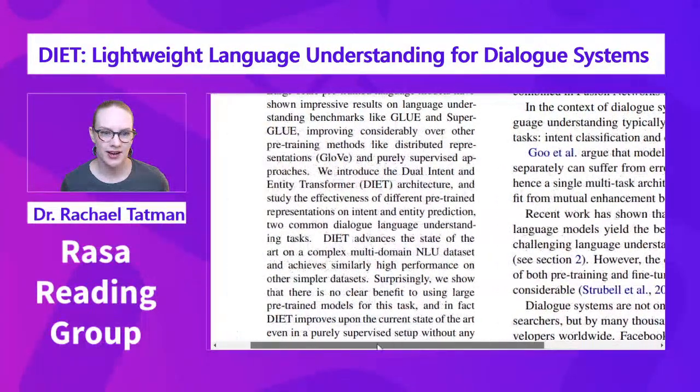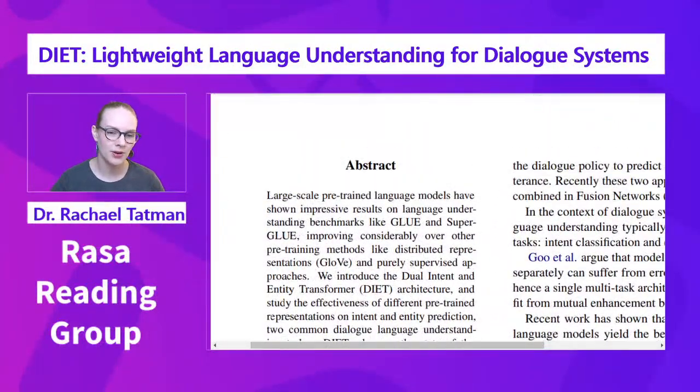Large-scale, pre-trained language models have shown impressive results on language understanding benchmarks like GLUE and SuperGLUE, improving considerably over other pre-training methods like distributed representations, GloVe, and purely supervised approaches. So this is sort of summarizing the history of the field. These big transformer language models are doing well on these benchmarks, better than earlier approaches like word vectors.